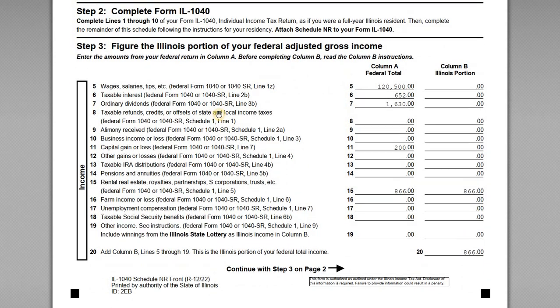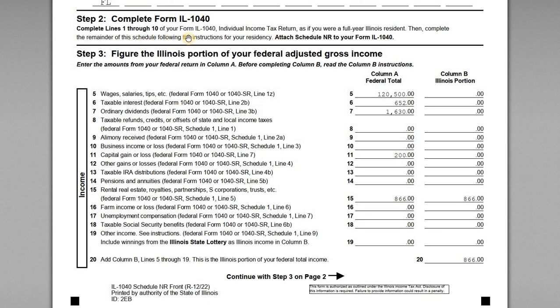Now, Step 2, it asks us, complete lines 1 through 10 of the 1040 as if we are a full year Illinois resident. Now, why are they doing that? Well, they want us to figure out what would our income be if we were a full year resident, and then figure out what is our income that's attributed just to Illinois, and it's that ratio that we use to calculate that reduced exemption allowance.